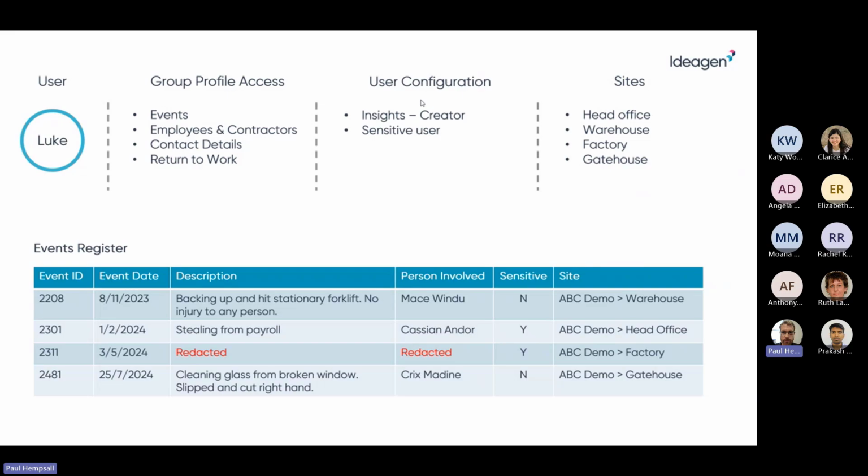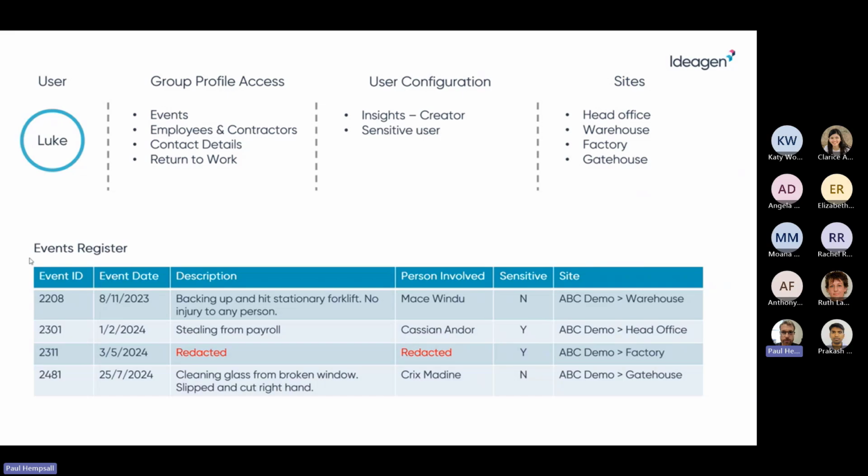His user configuration is set up so he's a creator, so he can go into Insights and view reports, but he can actually create reports as well. And Luke is set up in safety as a sensitive user, so he can be assigned to an event as a sensitive user. And the sites that Luke has got access to are head office, warehouse, factory, and gatehouse. So pretty much the entire structure in our theoretical safety instance.